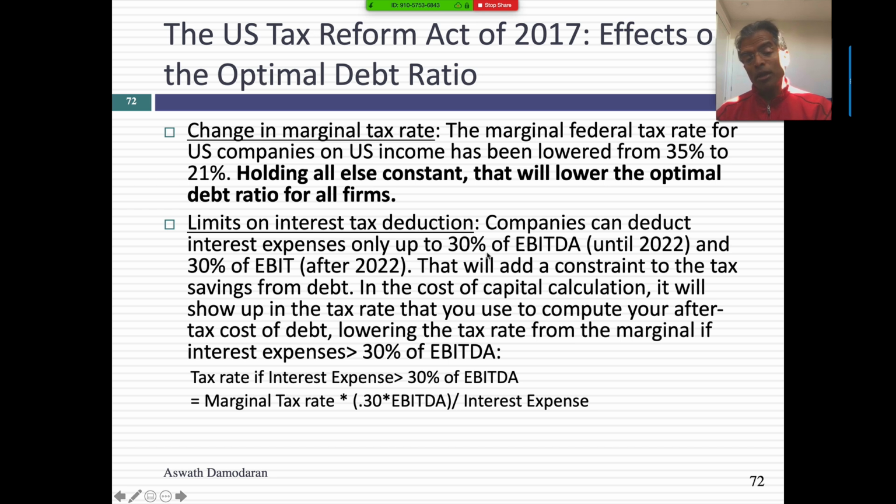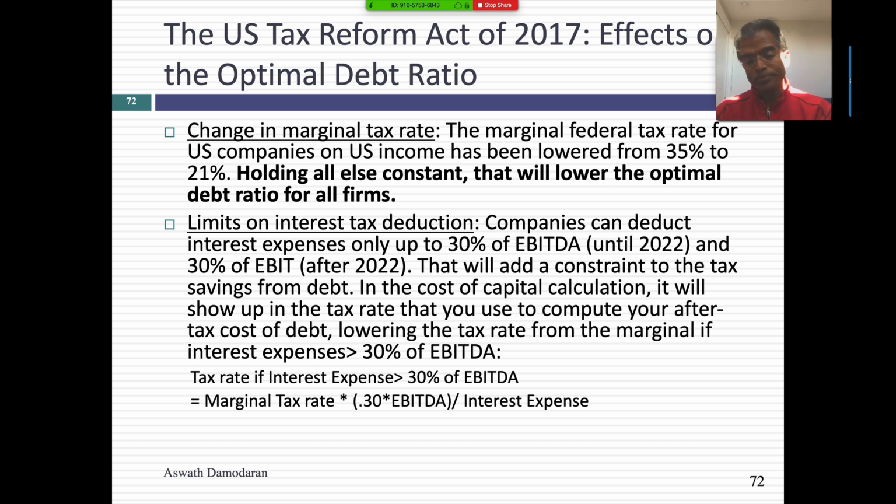It also put a limit on how much you can deduct for taxes, in terms of interest expenses. It capped the interest expenses at 30% of EBITDA. So if your interest expenses exceed 30% of EBITDA, you no longer get the tax benefit. Put simply, that 2017 Tax Reform Act has reduced the tax benefit of debt substantially.